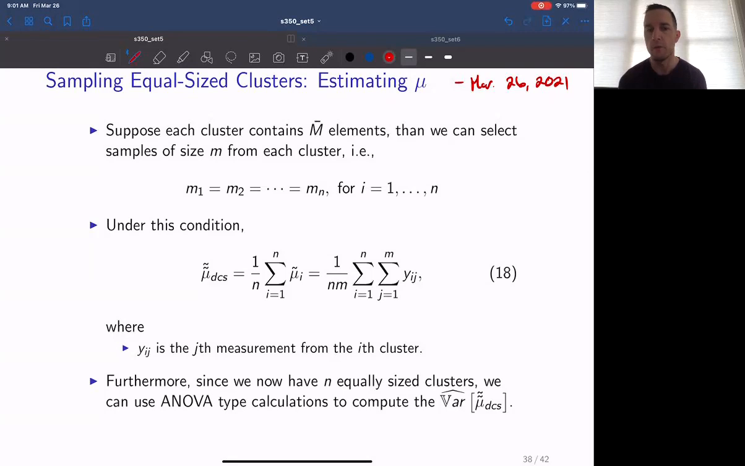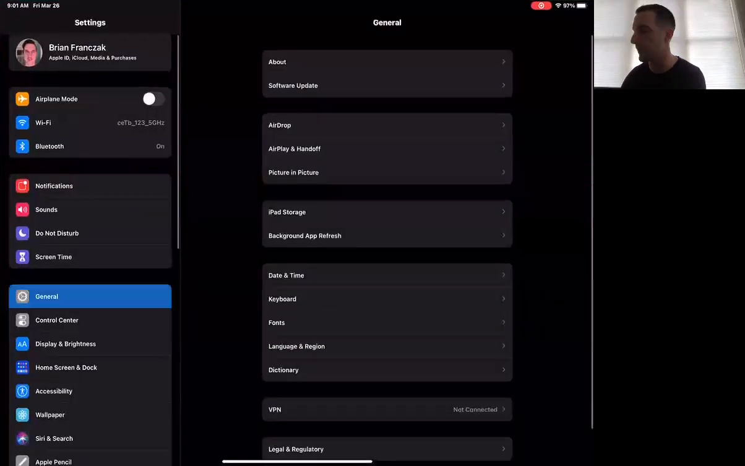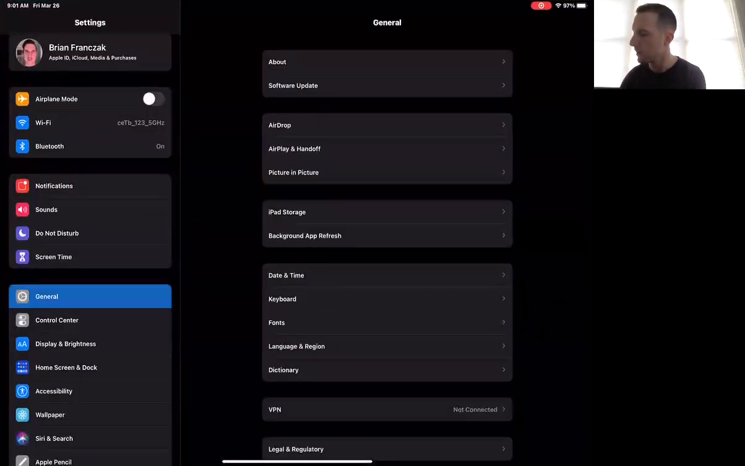Following that, we talked about a situation where if you have the same number of elements within each of the clusters, you can effectively use ANOVA style calculations to find the variance of your estimator. And you can also use these calculations to find an approximation to the variance of the simple random sample estimator. And then you can compare the two in terms of their relative efficiency.